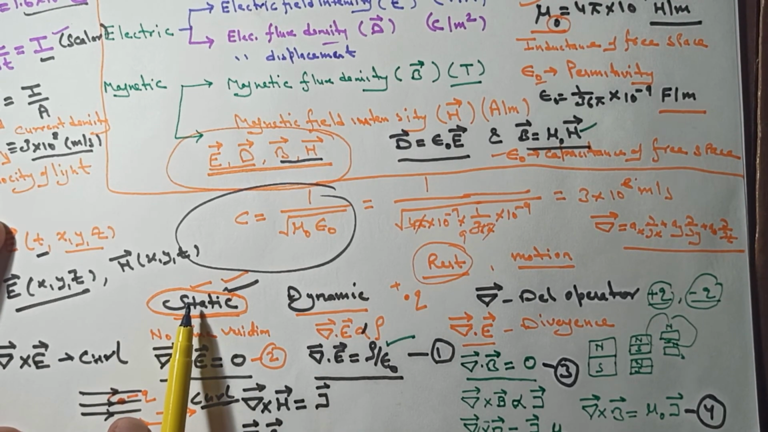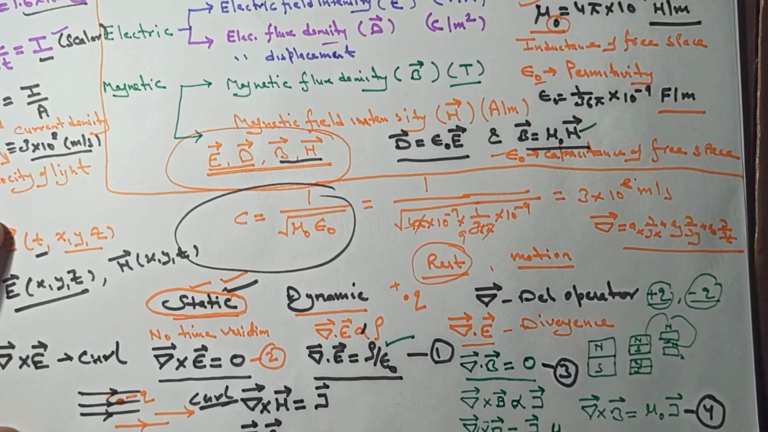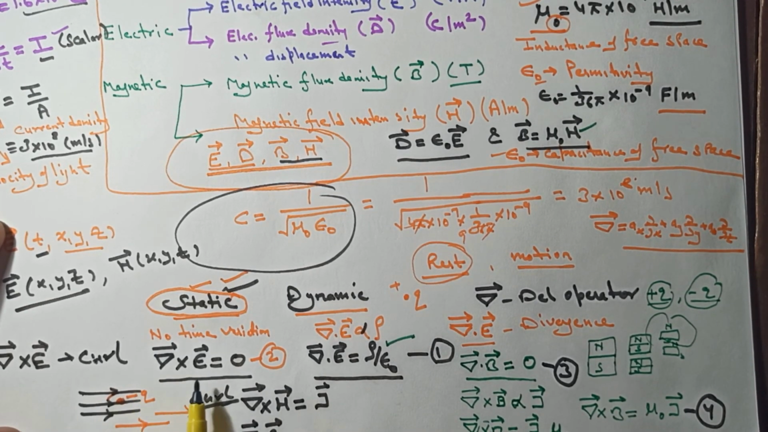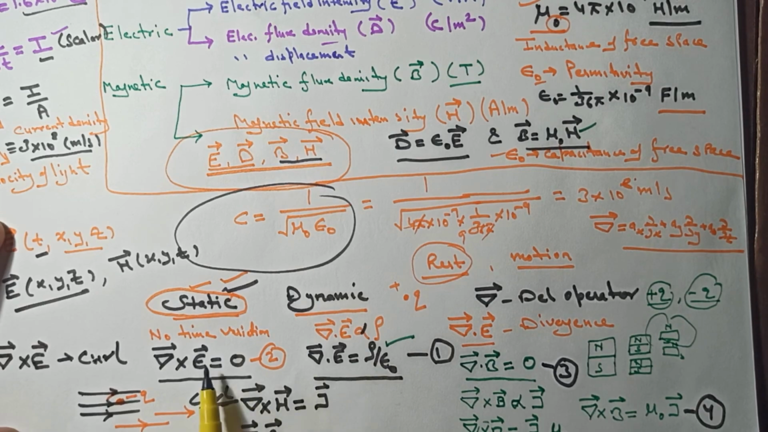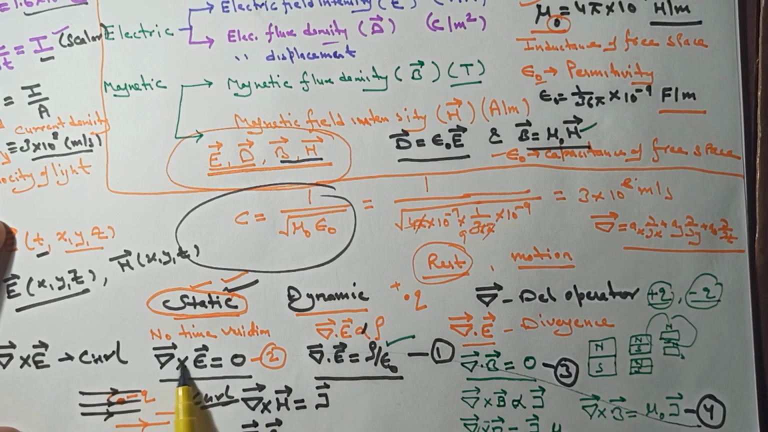Static means the field is not changing with time. Just remember this, because if there is a variation with time, then these equations will change. These are the four basic equations which you are going to modify again and again for your requirements throughout electromagnetics. You should remember these equations.